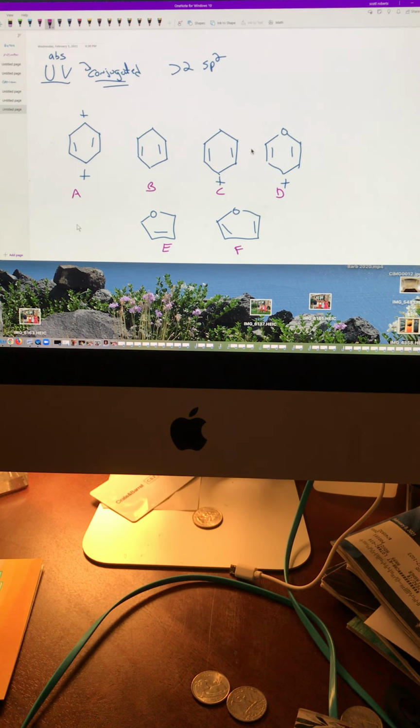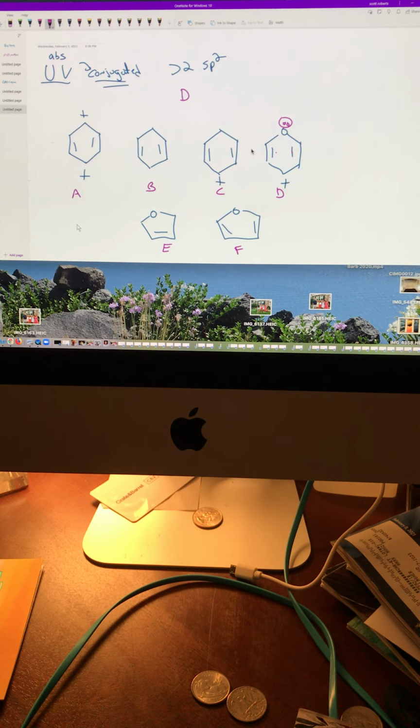Who's number one? D's number one. 2, 4, 6 p electrons delocalized across 6 bonds. And that means what? Does that have meaning to you or no? Should have meaning to you. Fully conjugated. Absolutely. D is fully conjugated. As a matter of fact, it's aromatic too.